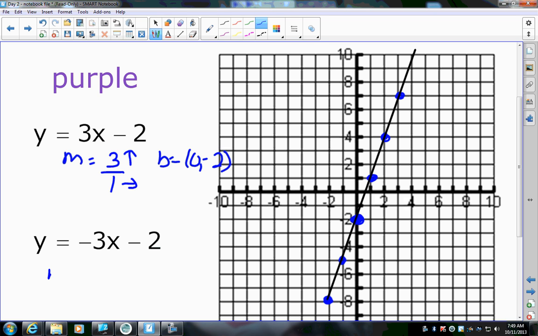The second line, the slope is -3. The y-intercept is (0, -2). It's -3 over 1, down 3 to the right 1. Starting at (0, -2), down 1, 2, 3 to the right 1. Or backwards, which is up 3 to the left 1. And then I can draw my line.